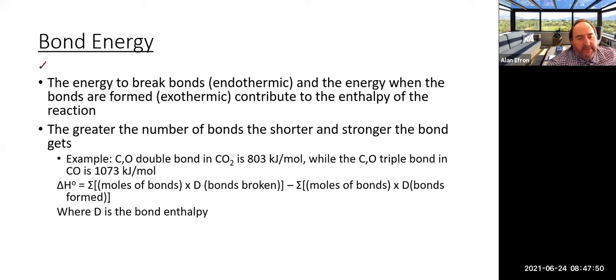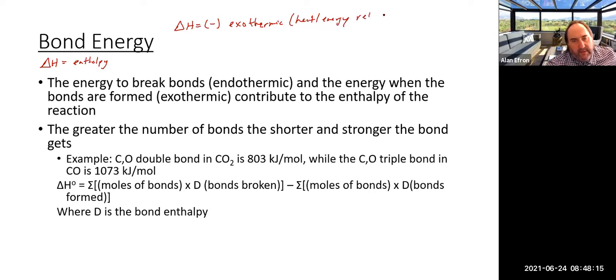So delta H, remember, is the change in enthalpy. And we could use these delta H values to help us determine whether or not something is going to be exothermic or endothermic. When we talk about exothermic, that means that heat and energy is released. If the delta H is positive overall, that means it's endothermic, and heat and energy is absorbed.